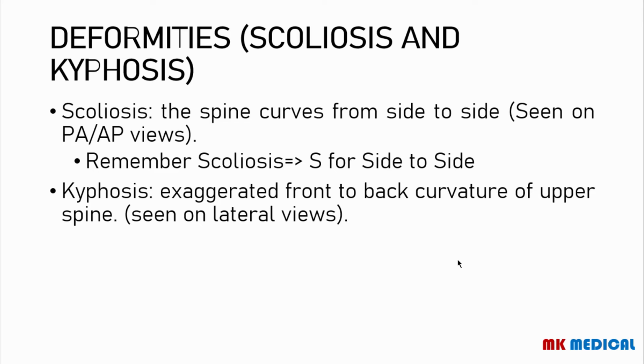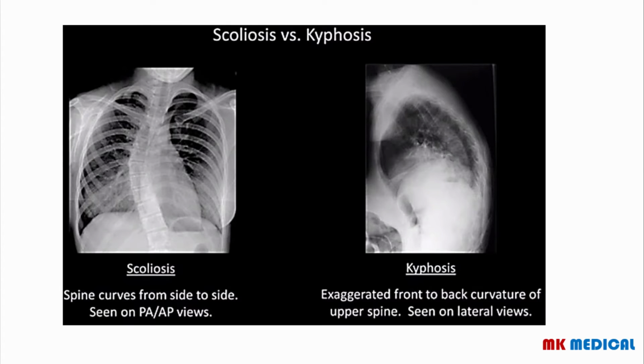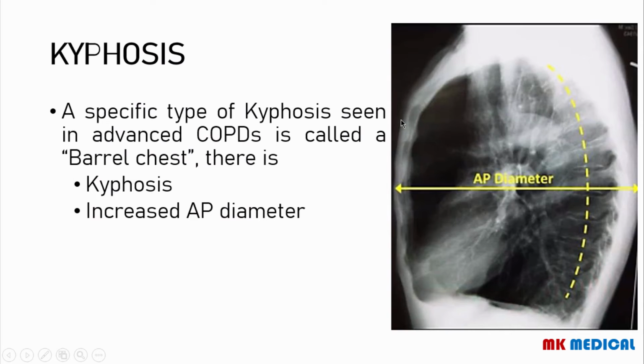Then with kyphosis, or a hunched back, the spine is exaggerated from the front to the back curvature of the upper spine. So this is an example of scoliosis. As we can see here, the spine is curving from side to side. So lateral bending or lateral accentuation of the spine. Then with kyphosis, you have this hunched back like that. That's exaggerated front to back curvature of the upper spine. It's often seen on lateral x-rays.